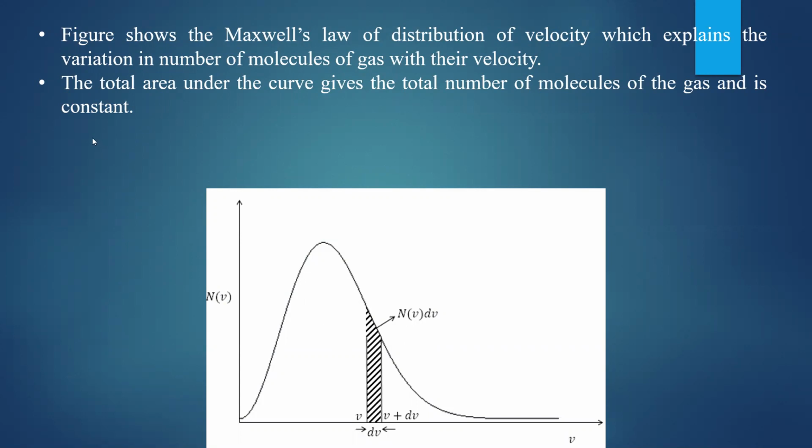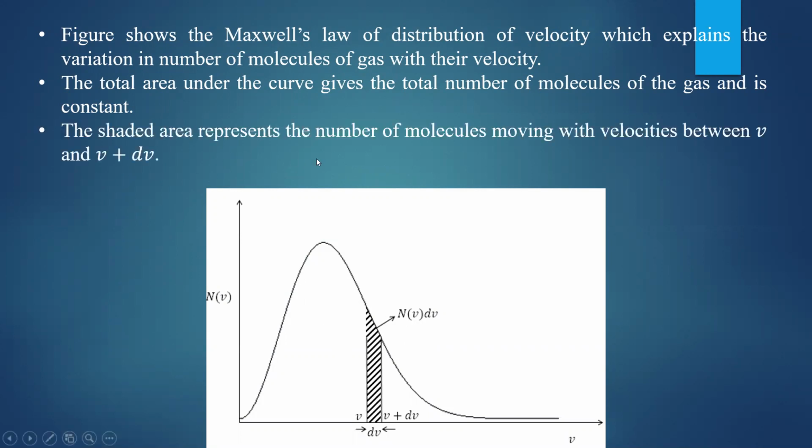Then, if you take the shaded area represented in the graph, that represents the number of molecules moving with velocities between v and v plus dv. So this gives you the value of n(v) dv, which represents a small number of particles having the velocity in this small range. What is the range of velocity? That is between v and v plus dv. So that is how we can understand the Maxwell-Boltzmann law of distribution of velocities.